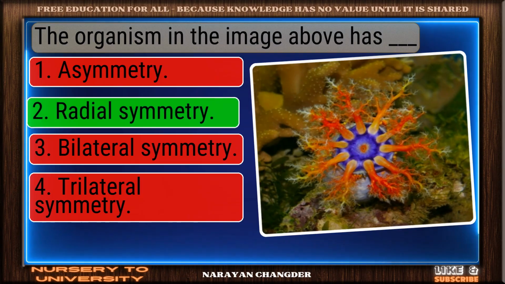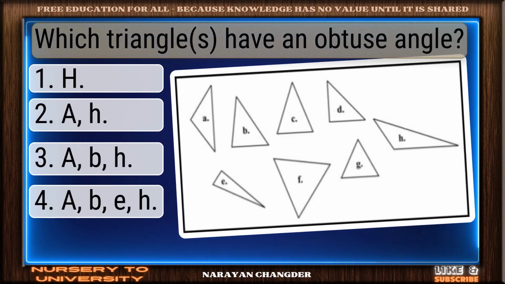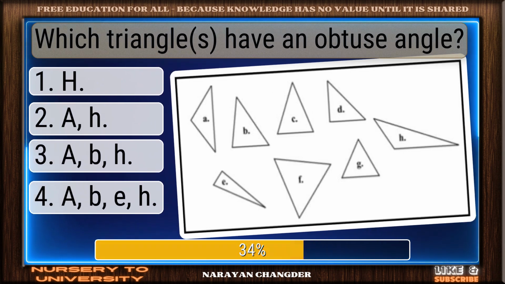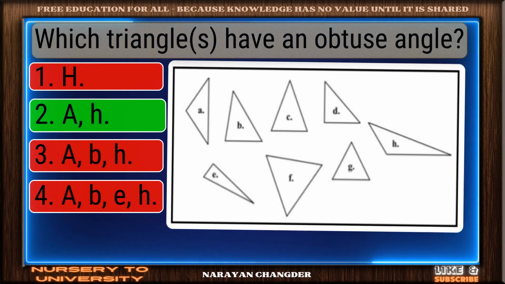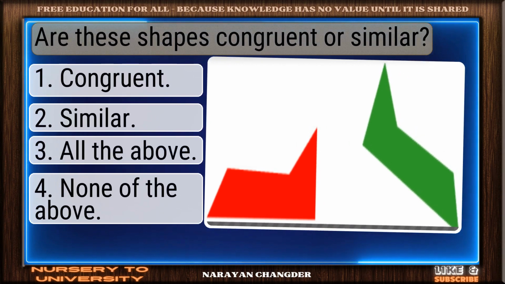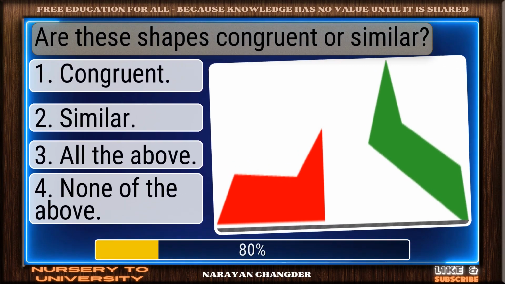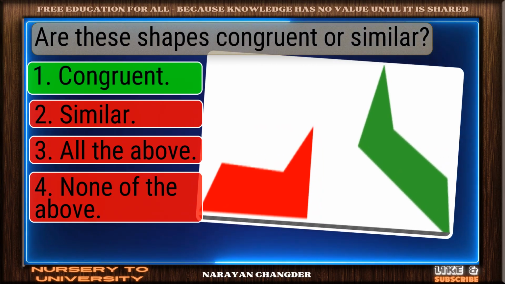Strong choice. Radial symmetry is the right answer. Which triangle has an obtuse angle? Well picked. AH is the correct answer. Are these shapes congruent or similar? Nice work. You chose congruent and it is correct.